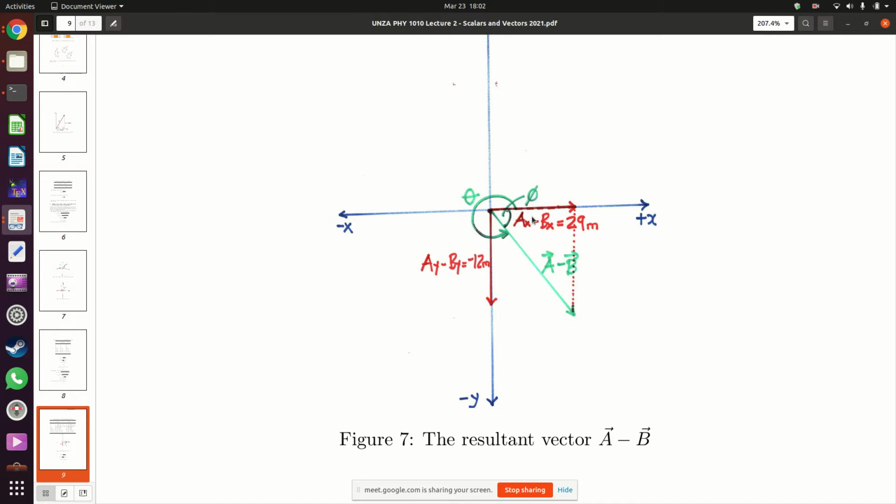Yes, sir. Yeah, so we're going to use the fact that theta plus phi gives us 360 to find theta, because with this triangle, what we can work out with this information we have for the resultant, the x component 29 meters, the y component minus 12 meters, is the tangent. Using the tangent of phi, we find phi by working out the tangent. That's what we can work out using the 29 meters and the minus 12 meters. We work out phi. Then after we find phi, we are going to add this phi to 360 degrees so that we can get theta.